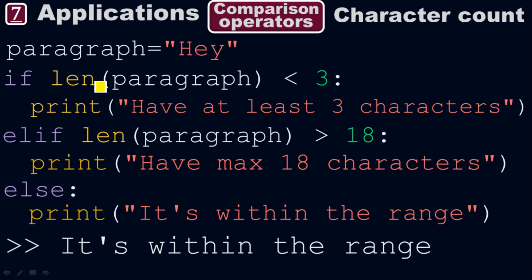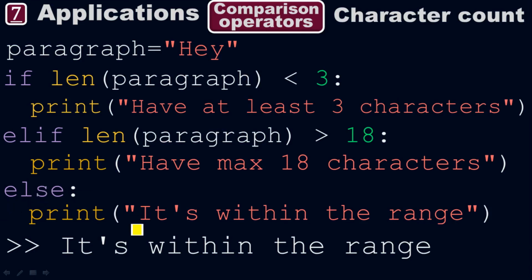The first choice was wrong. The number of characters were not less than 3. They were exactly 3. The second choice was also wrong. The length of paragraph means, I repeat, the number of characters. The number of characters in the second choice are not greater than 18. They are less than 18. They are just 3. Therefore, the second choice was also wrong. Then we checked the last one, else.